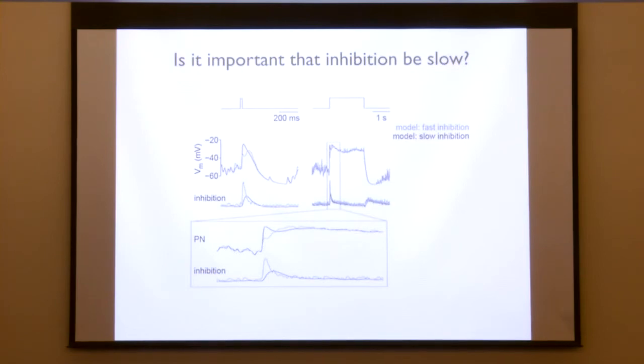Is it important that inhibition be slow? We can ask that by speeding up the time course of inhibition. And if inhibition came on more quickly, then it would hit as the response of the projection neuron is still rising and slow it down. So inhibition needs to be slow in order to preserve the rapid transmission across the synapse.